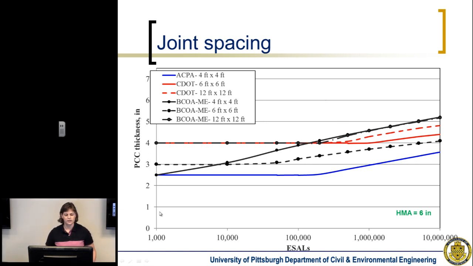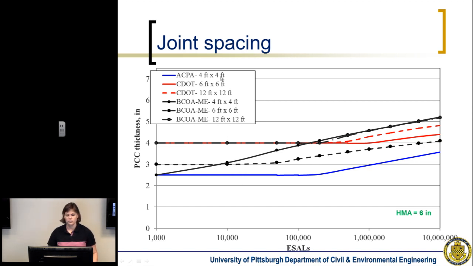So here we have overlay thickness on your y-axis and design ESALs on your x-axis. With all these graphs, you'll see that the BCOA-ME overlay thickness predicted will be in black, the Colorado procedure will be in red, and the ACPA procedure in blue. Now, the ACPA procedure was the original procedure used for predicting the thickness of ultra-thin overlays, and the Colorado procedure was the traditional procedure used for predicting the thickness of thin overlays prior to the BCOA-ME. And so this is why we're making comparisons.